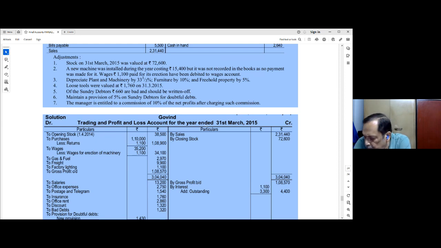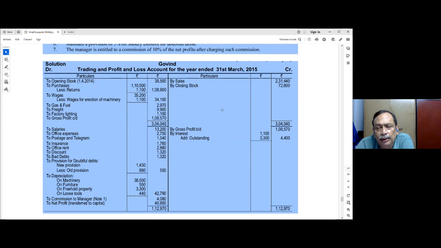Loose tools were valued. Of the sundry debtors, rupees 660 are bad and should be written off. Maintain a provision of 5% on debtors for doubtful debts. And the most important item is the manager is entitled to a commission of 10% of the net profits after charging such commission. Okay.